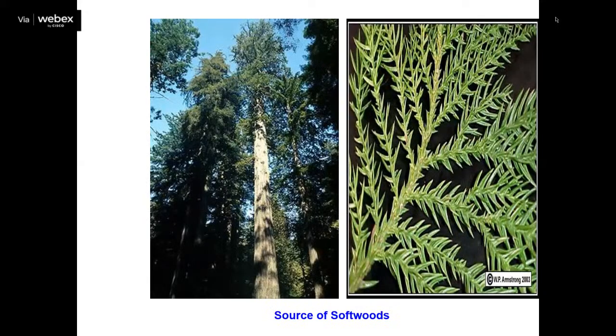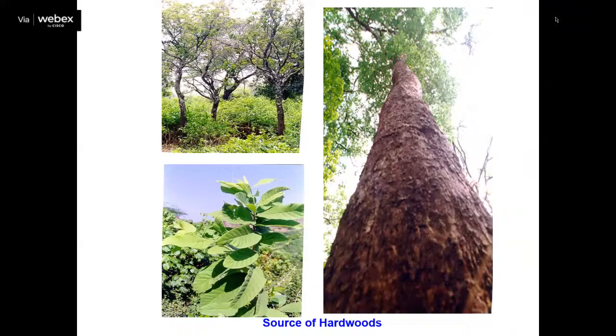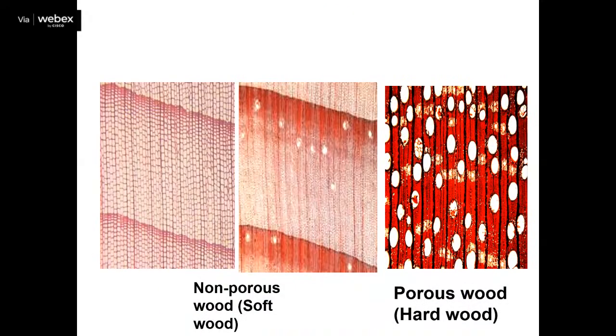Softwood means conifers, which all have needle-shaped leaves. Hardwood means broad-leaved trees, called hardwoods or angiosperms. Whenever we first see the sample, we first have to see whether it is hardwood or softwood. Softwood means non-porous wood, hardwood means porous wood. How do we differentiate? With a knife we give a small cut, then we see. If it is softwood, vessels are absent.